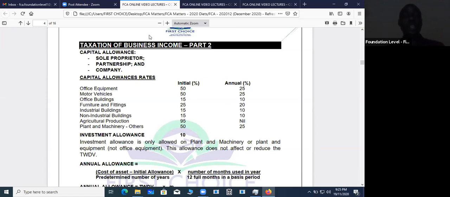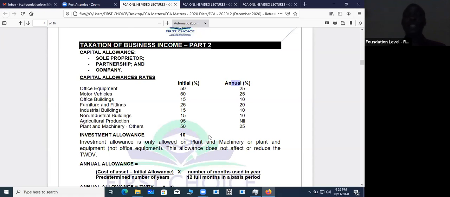The popular ones here are the office equipment, motor vehicle, perhaps office building, furniture and fittings, plant and machinery. These are some of the popular ones you get in exams. Now you see initial and annual. What do they mean? Initial capital allowance and annual allowance. What do they mean? And what does investment allowance mean? Okay, let's start with investment allowance.